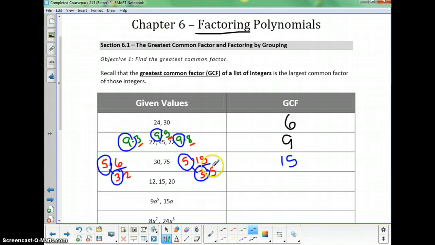Alright, I could have gotten there faster if I would have said, okay, 30 is 15 times 2 and 75 is 15 times 5, and I would have been done. But I'm just trying to show you a way of breaking it down piece by piece to find the total product. The total product of all of the factors that are in common is the greatest common factor. Okay?